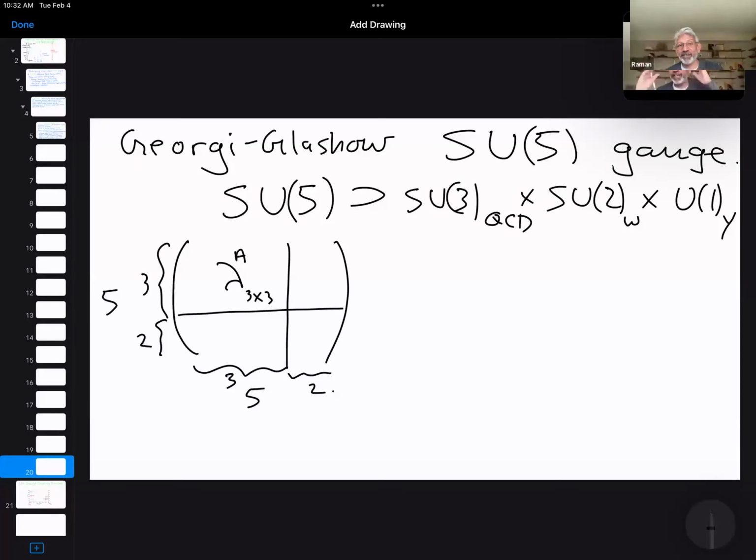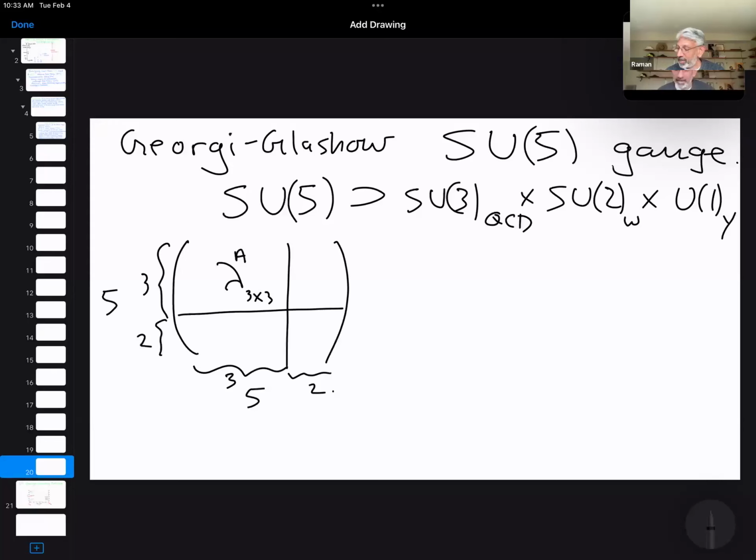SU5 starts with 5 colors, but QCD, the SU3 matrices, are only acting on the first 3 colors. And when I write lambda like this, I mean everything else is zeros. All the other blocks are zeroed out. Okay, so that would be how I could make the 3 by 3 Gell-Mann matrices into 5 by 5 matrices, by simply putting zeros in all the other blocks. And as you can see, they would just rotate the first 3 colors, and the last 2 colors are left alone.